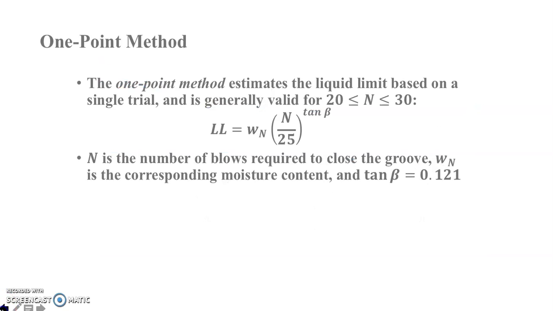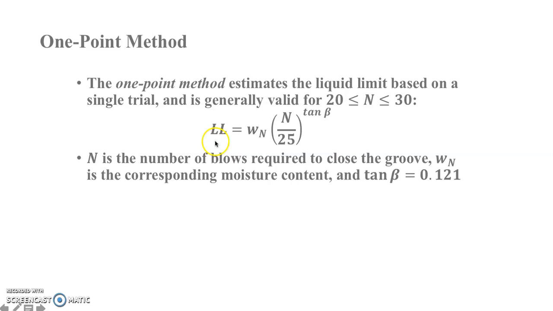Before this, there is also another method to estimate the liquid limit, which is what we call the 1-point method. It is based on a single trial, and it's generally valid only when N, the number of blows, is greater than or equal to 20 but less than or equal to 30.